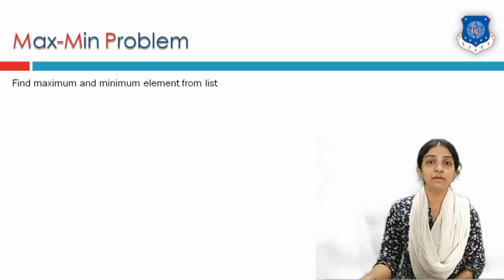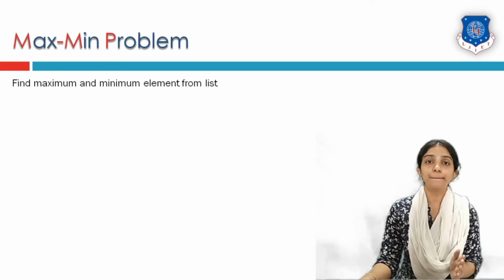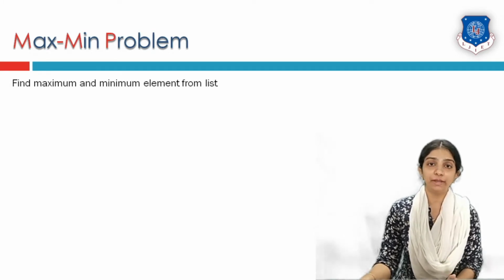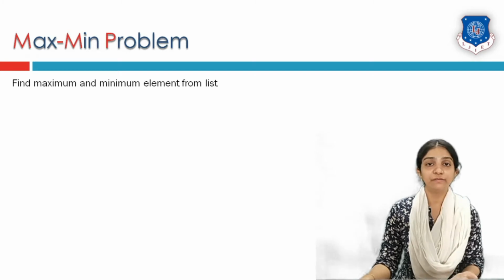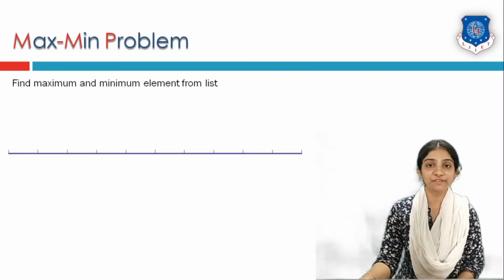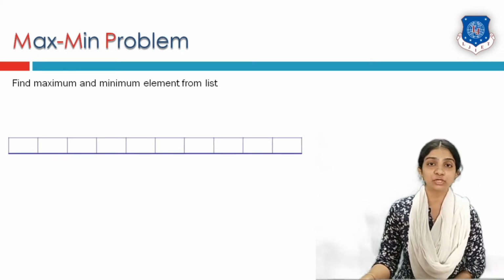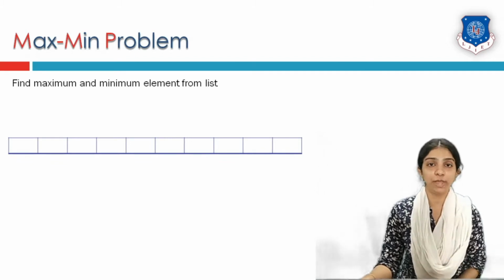Max and min problem is to find out maximum and minimum element from given array list. The numbers are provided in the form of an array and we have to find out maximum element and minimum element from the list. Brute force approach to solve the same problem works in such a way.